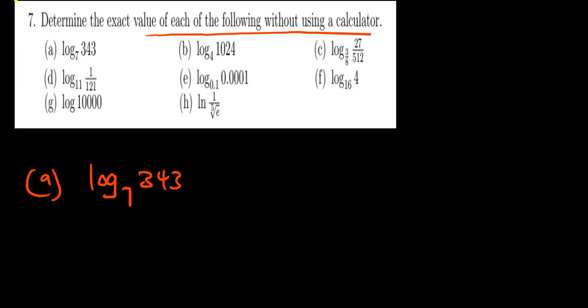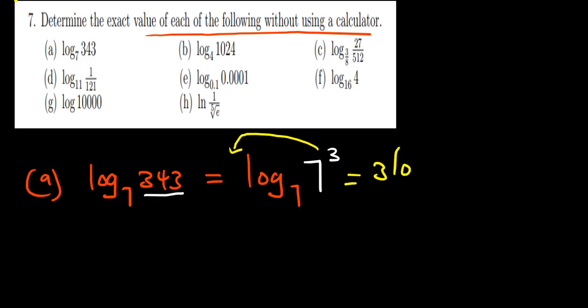The question says determine the exact value of each of the following without using a calculator. For A, we have log base 7 of 343. We can write 343 in terms of 7 to the power of something. 343 is the same as 7 to the power 3. By the rules of logarithmic functions, I can drop this power 3 in front, so I'm going to have 3 log base 7 of 7.